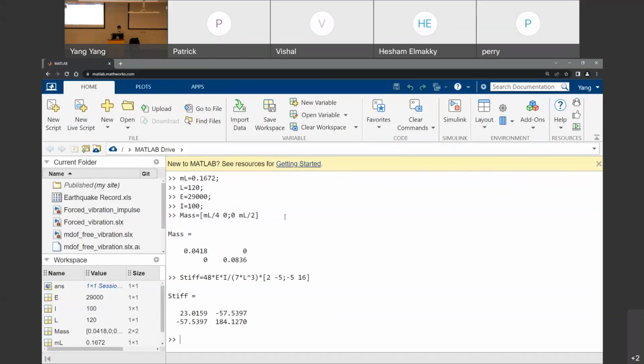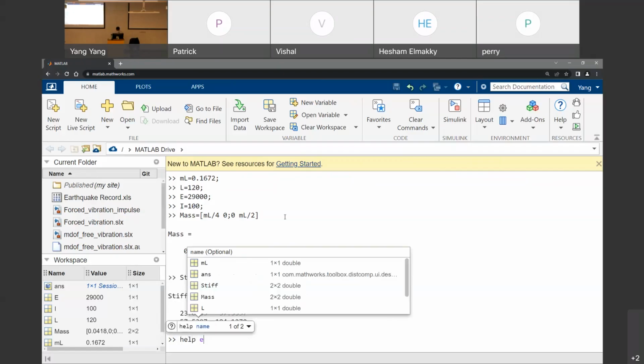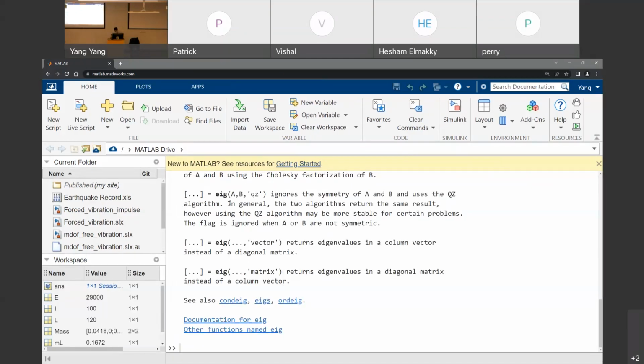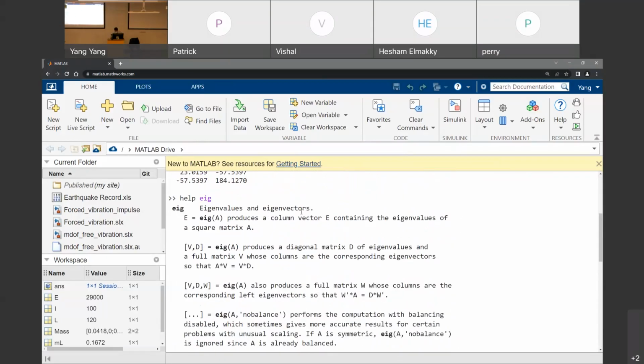So now we need to do the eigenvalue analysis to find out the natural frequencies as well as the modal shapes directly. But I don't know what function I should use in MATLAB. I assume it is eig. So we just use help eig. So that's kind of take a look at eigenvalues and eigenvectors. So you might have, right?